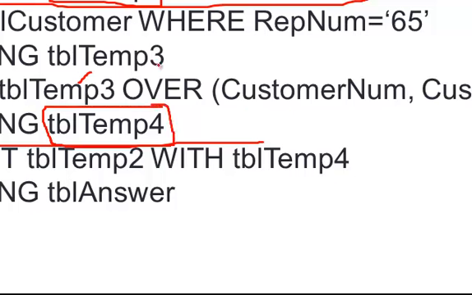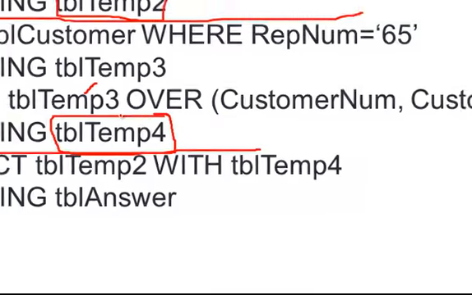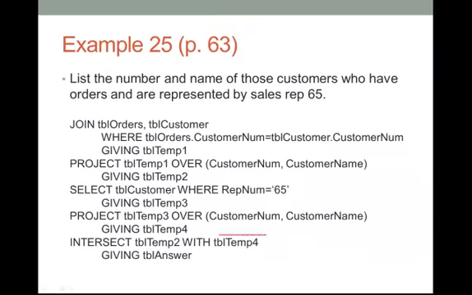So my two resulting data sets, one is being stored in temp2, the other is being stored in temp4. And so my final action is to intersect temp2 with temp4. Because I'm doing an intersection, I'm only going to see the records that are shared between these two resulting data sets.